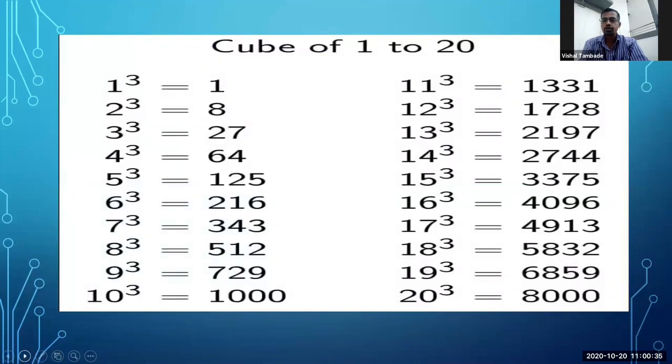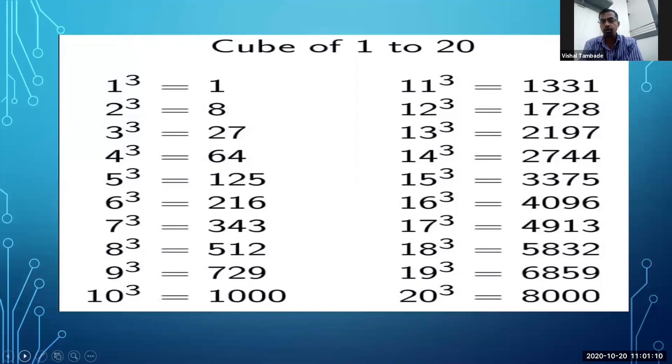Okay, like square, we also have to find the cube number. 1 raised to the power 3. Okay, 1 multiplied by 1 multiplied by 1, 3 times. Then the answer is 1, means 1's cube is 1. And 2's cube, 2 multiplied by 2 multiplied by 2, 3 times. 8, means 2's cube is 8. Now the 3's cube is 3 multiplied by 3 multiplied by 3, 27. Means the cube of 3 is 27.